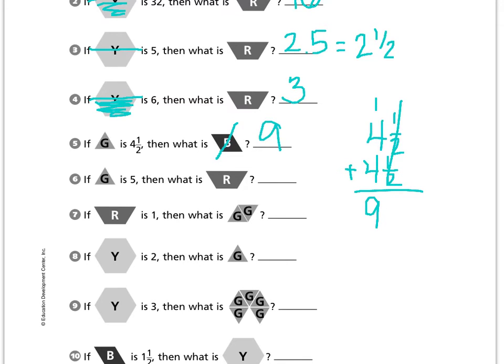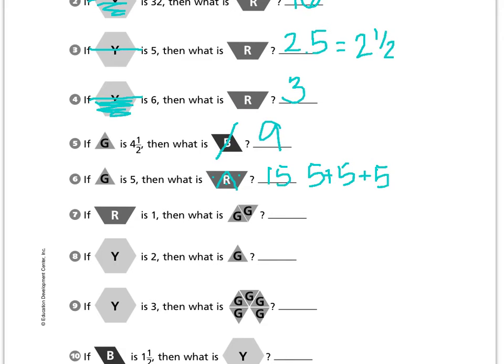If g is 5, and then what's r? So I know that r has 3 triangles. So I need 5 plus 5 plus 5. And I know that 5 plus 5 plus 5 is going to be 15.